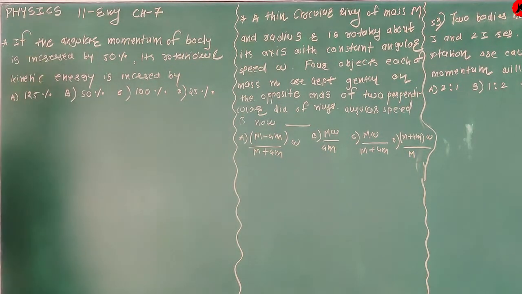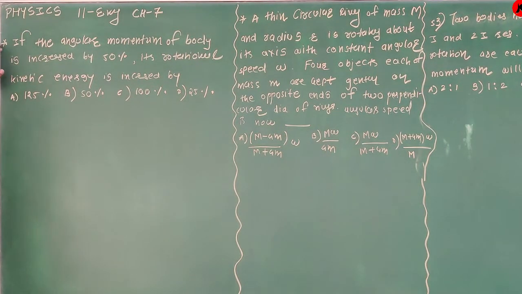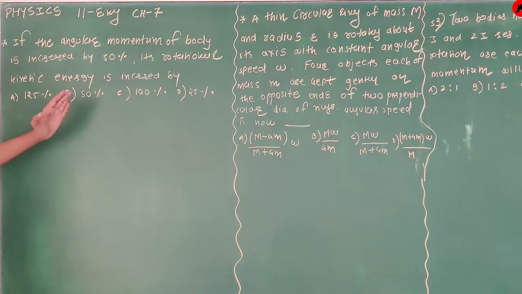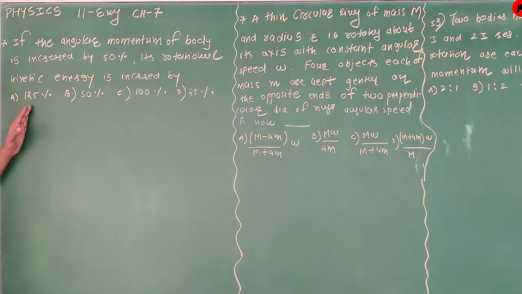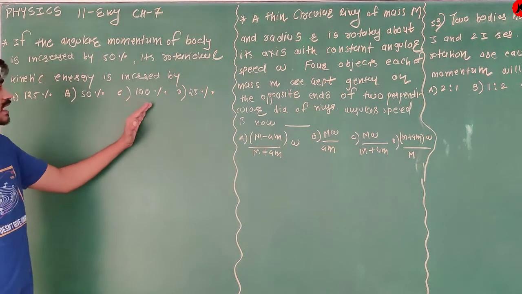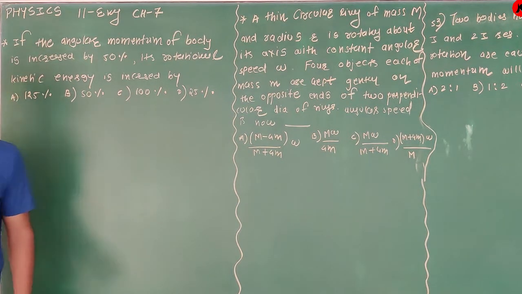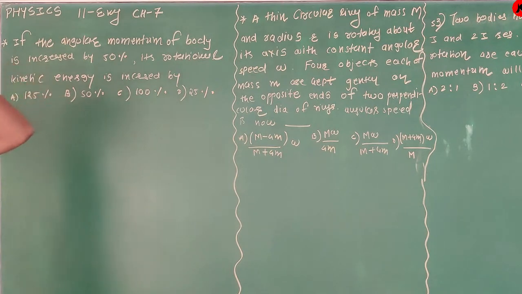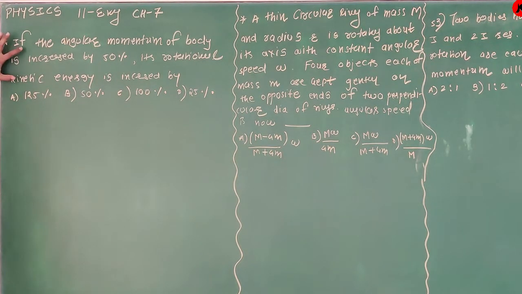Okay, see here. If the angular momentum of a body is increased by 50%, its rotational kinetic energy is increased by: A, B, C or D. You are given options 125%, 50%, 100% or 25%. See, if the angular momentum of the body is increased by 50%.